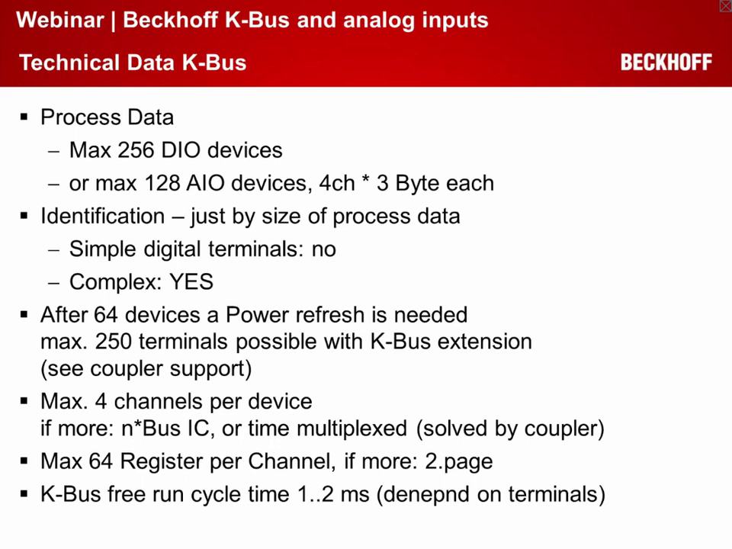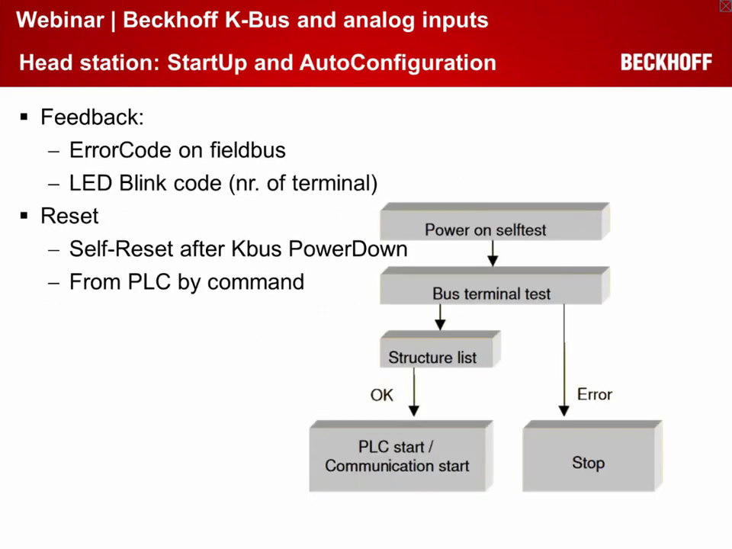Every channel can have up to 64 registers, so those are the settings values or raw data values. When more are needed, then a second page must be opened inside the terminal, of course, so you as a customer have nothing to do with that. And the last part here: the K-bus free run cycle time depends on the number and kind of terminals, 1 or 2 milliseconds to run the communication between all terminals.